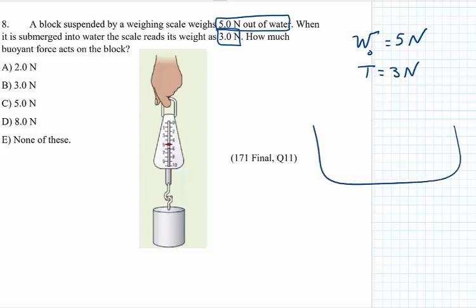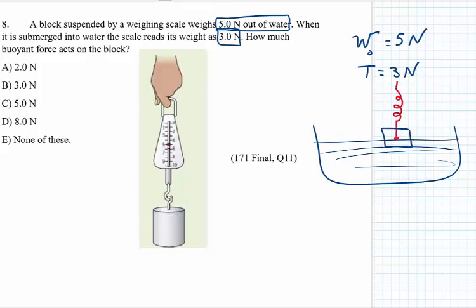As we said before, if you have some liquid and you submerge something hung by a scale, we have some forces. We have the weight of the object downward. We have the tension, which is the reading of the scale, and we have the buoyant force upward. So T plus buoyant force equals the weight, or the real weight, of the object.